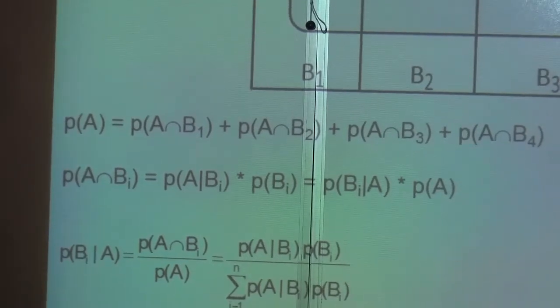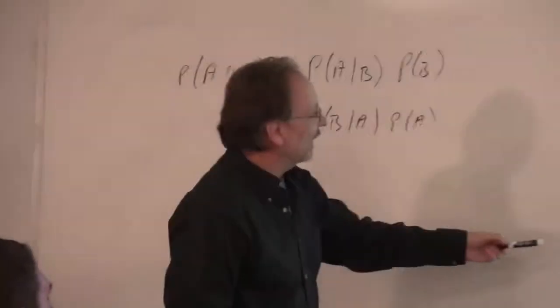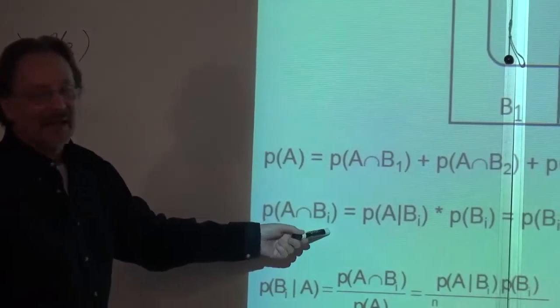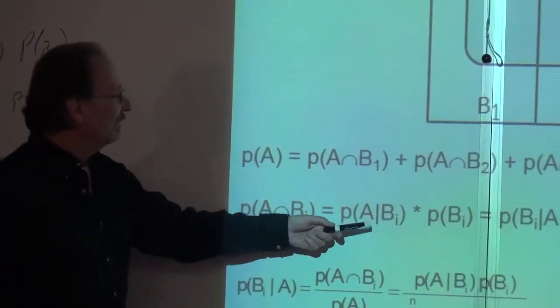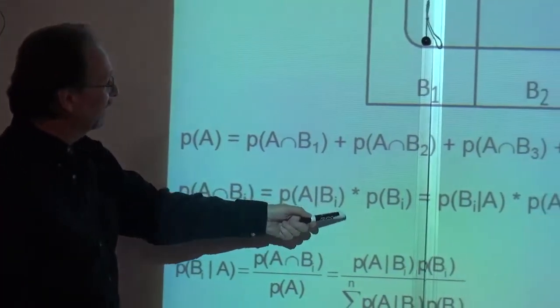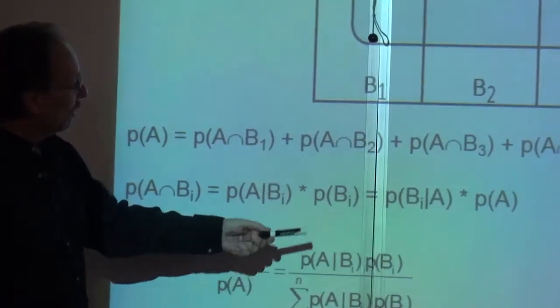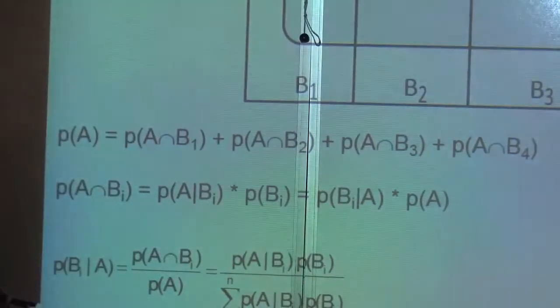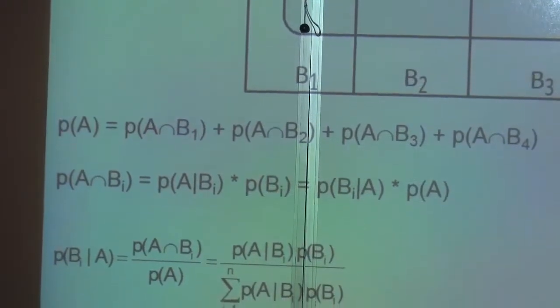So, I know from this result right here that A intersect any B, 1, 2, 3, or 4, I'll just call it B sub I, is either A given B sub I times the probability of B sub I, or the probability of B sub I given A times the probability of A. Okay.